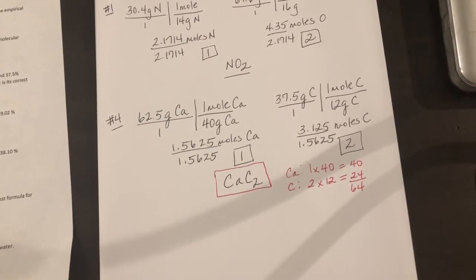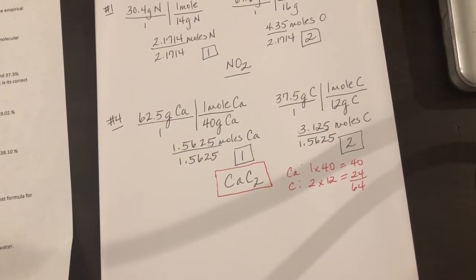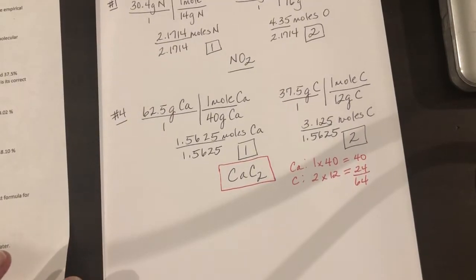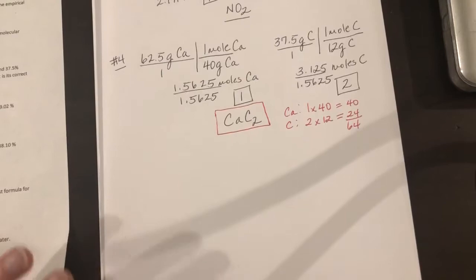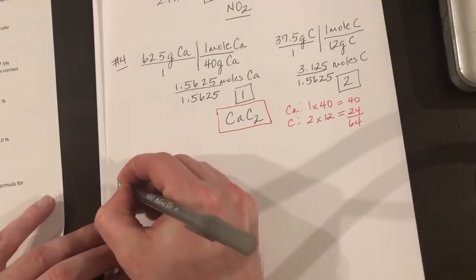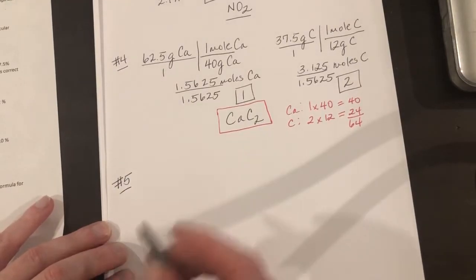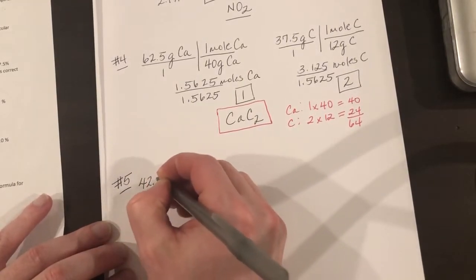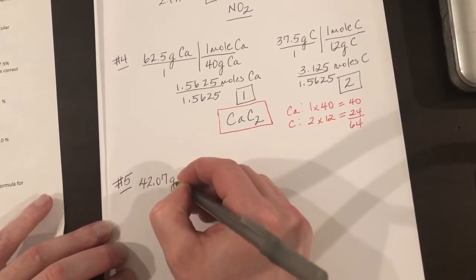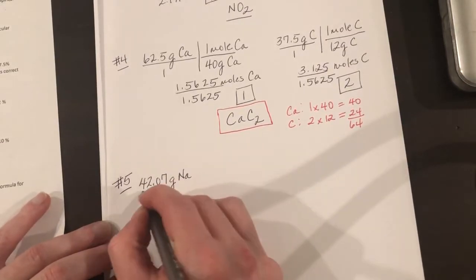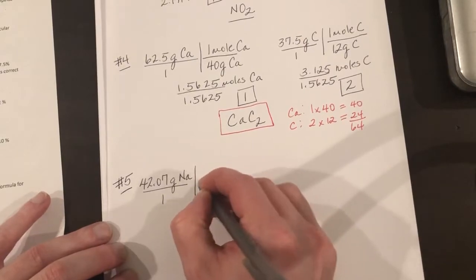Okay, let's look at number 5. Okay, and this will be the last example problem. If I need to do some more over this, I will. So number 5. It says if a compound is found to contain 42.07% of sodium, sodium has a molecular weight of 23.